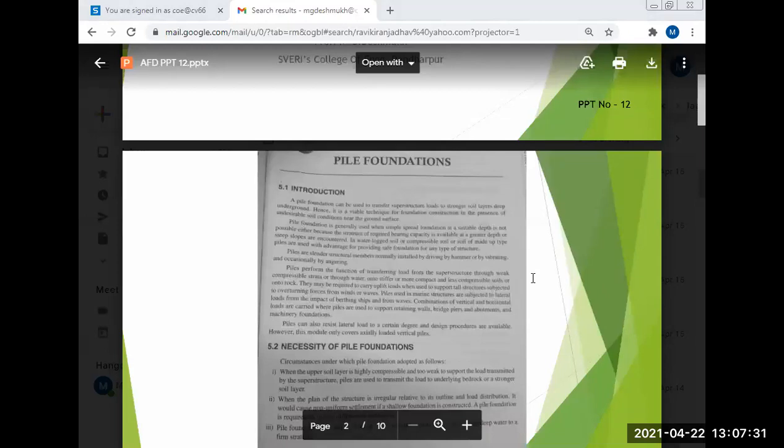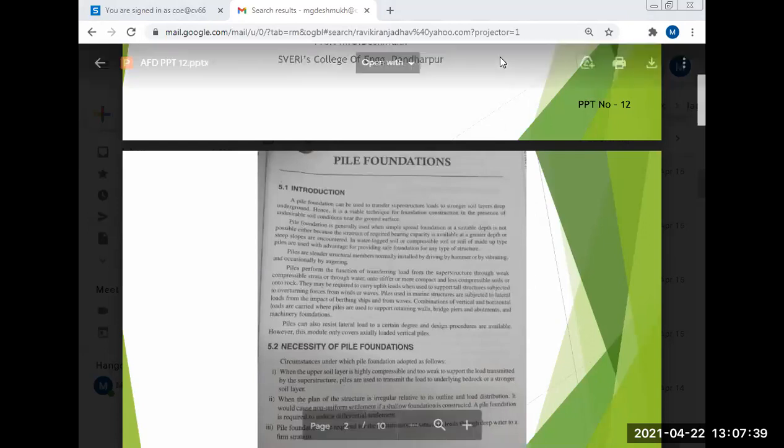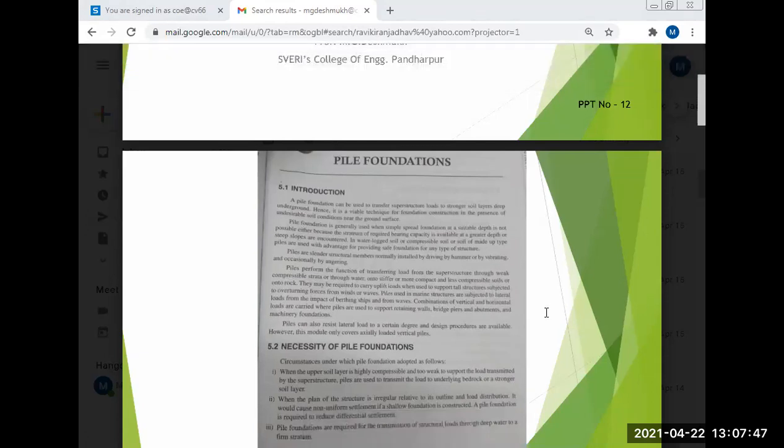The main syllabus: in the first unit it is bearing capacity, which I did, and in the second part it is pile foundation. As I told you, what is foundation? What is the necessity of foundation? Then there are two types of foundation. One is a shallow foundation, another is a deep foundation, and in deep foundation, we have taken the pile foundation.